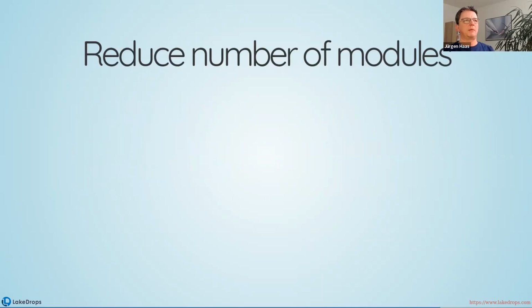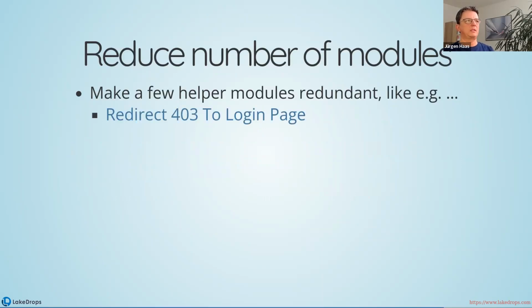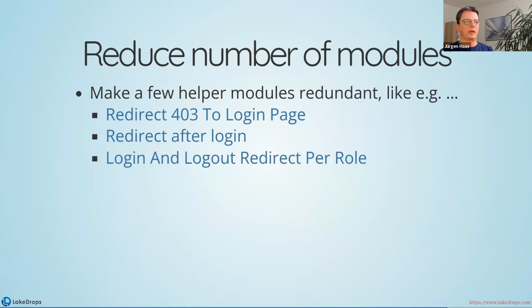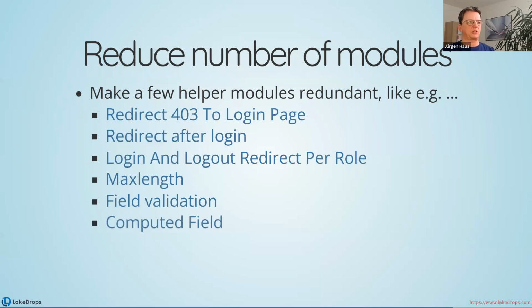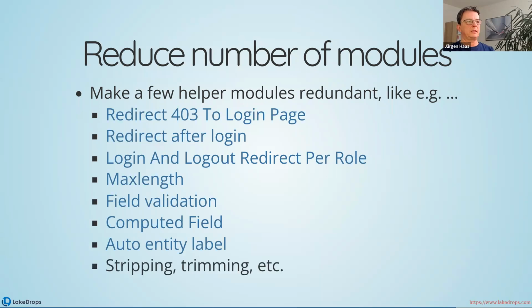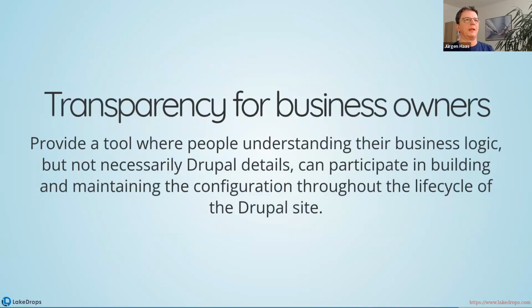But we can reduce the number of modules by other means as well, like, for example, the redirect to the login page, redirect after login depending on roles, the max length modules, field validation, computed fields, auto entity label, and all the other modules for stripping or trimming content and stuff like that. We often used dozens of those, but we don't have to anymore because we can just do all of that inside of ECA.